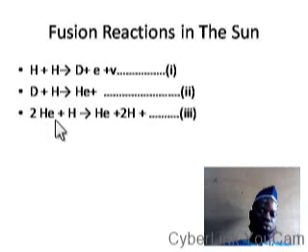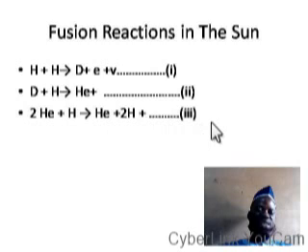Helium will fuse with another helium, and the helium that is formed there has mass number of 3, atomic number of 2. So 2 helium atoms having mass number of 3, atomic number of 2 will fuse to form the normal helium nucleus having mass number of 4, atomic number of 2, together with gamma ray.